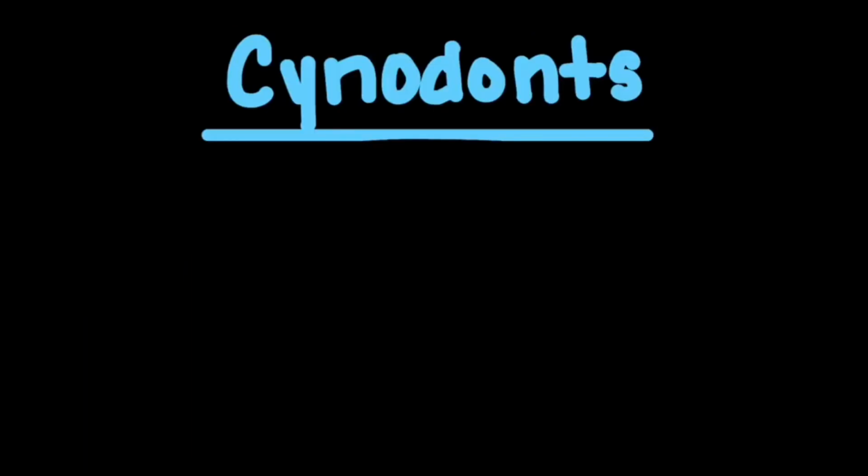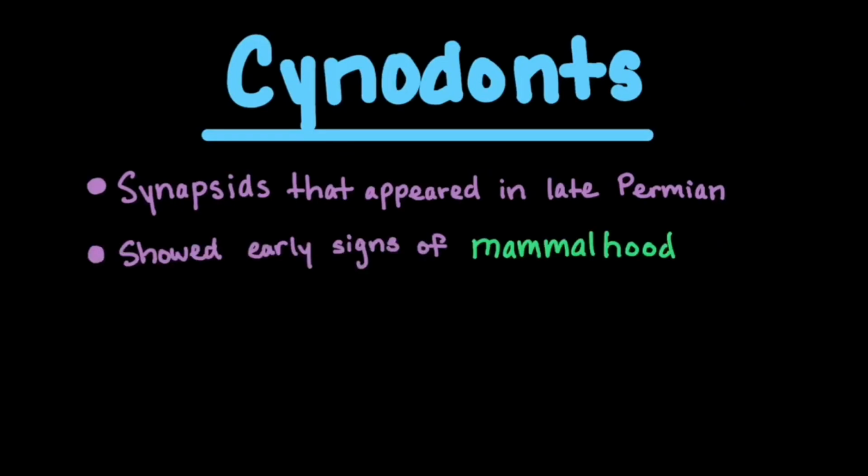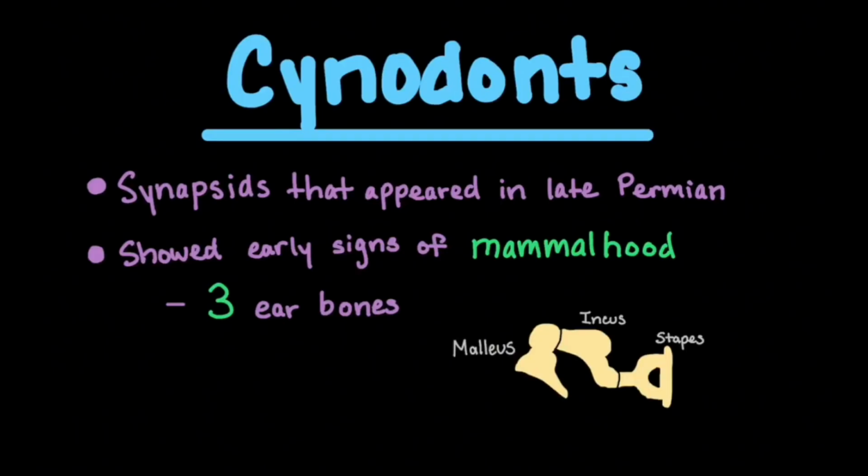Cynodonts were synapsids that showed early signs of mammalhood. Cynodonts had evolved three ear bones, the malleus, incus, and stapes. Mammals are the only tetrapods with three. Other tetrapods only have one ear bone. The earliest signs of mammal-like cheek teeth, such as molars and premolars, appear in the cynodonts.